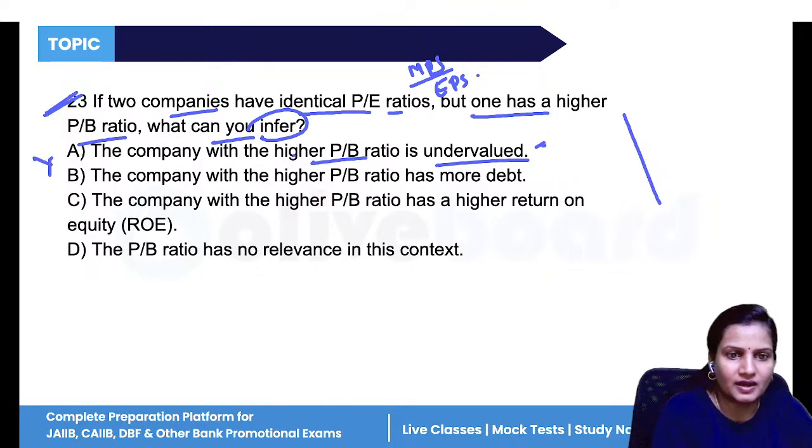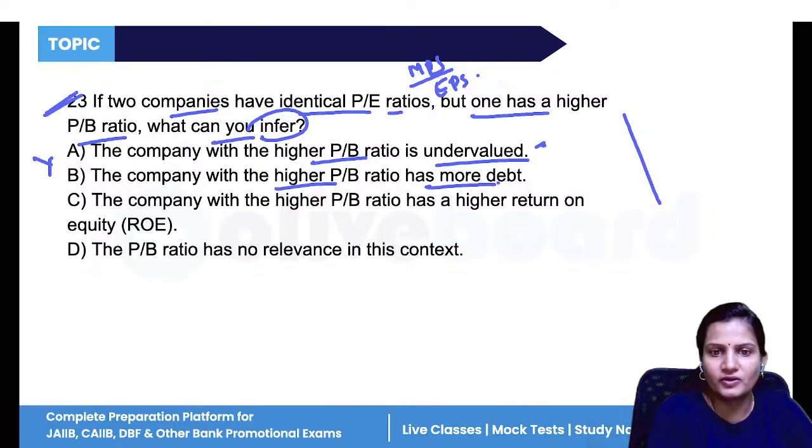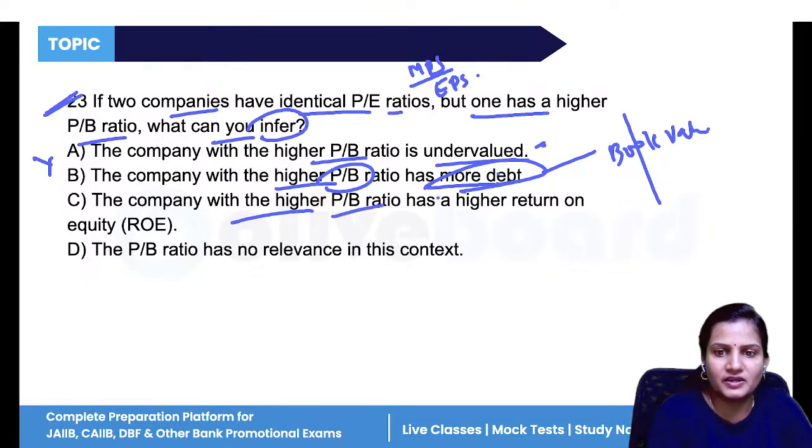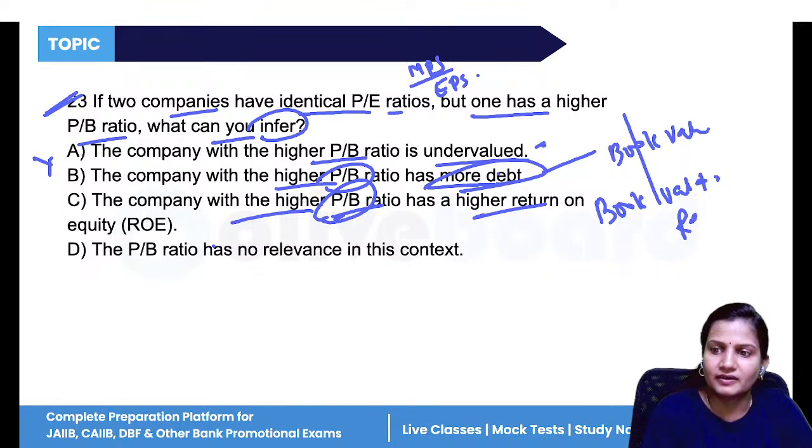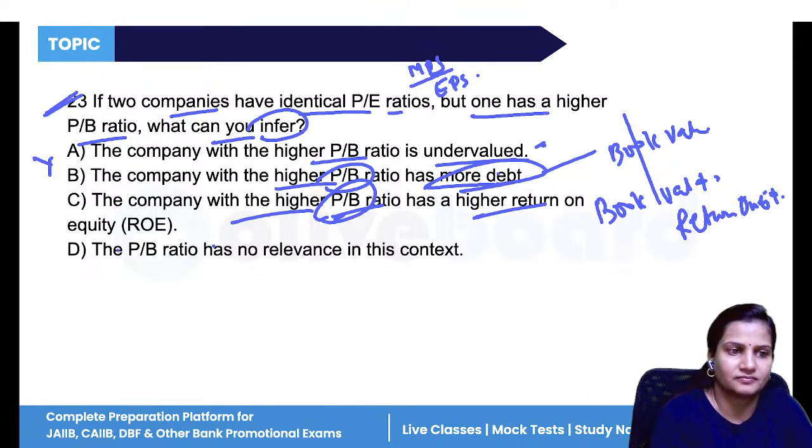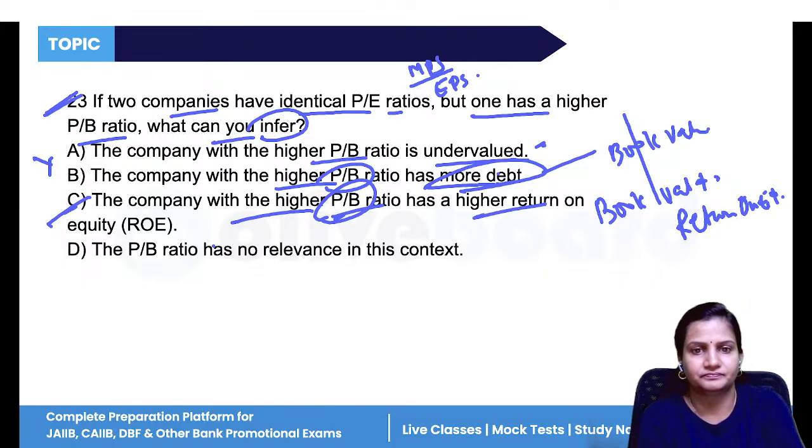No. The company with higher PB ratio has more debt. If the company is considering the book value, it does not mean that it is having more debt. The company with higher PB ratio has higher return on equity. Yes. The book value is higher. It means it has return on equity higher. So that is option number C.